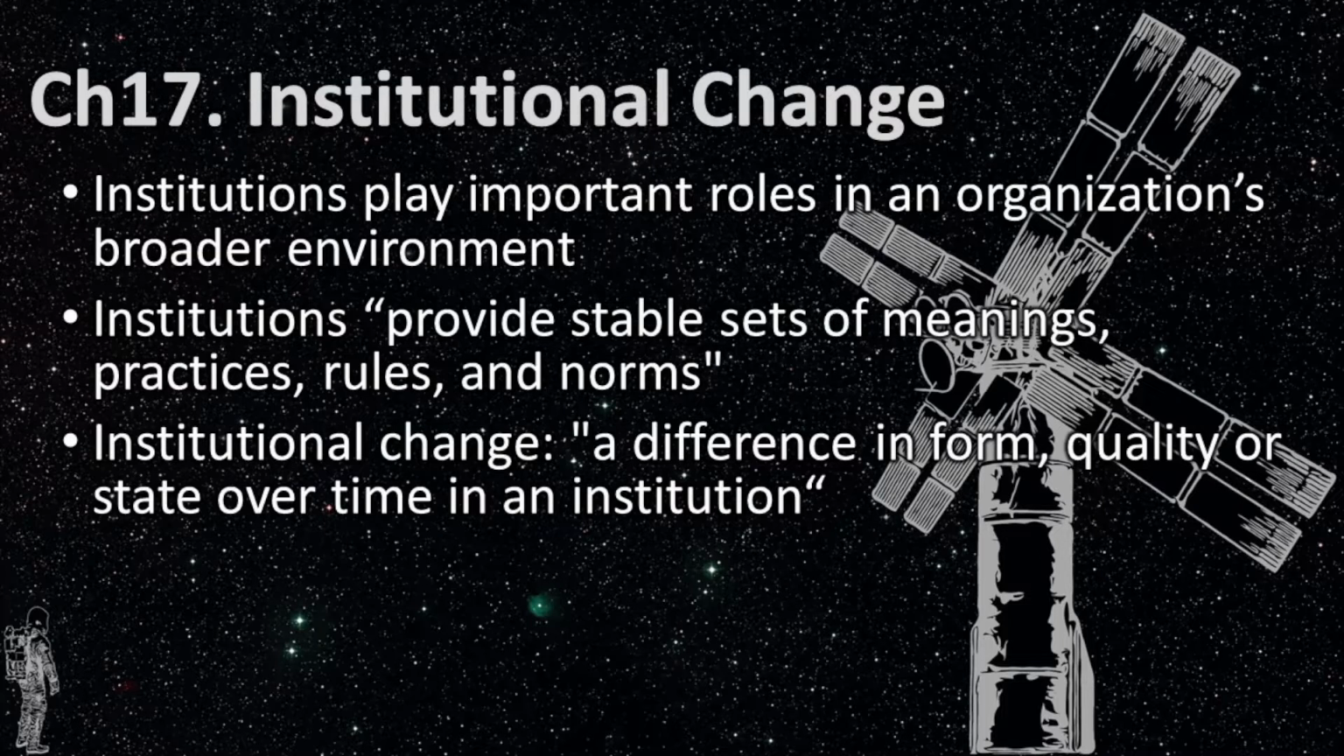Finally, Chapter 17 talks about institutional change. Institutions are relevant to any organizational research and provide a stable set of meanings, practices, rules, and norms. Any difference in an institution's form, quality, or state is called an institutional change.